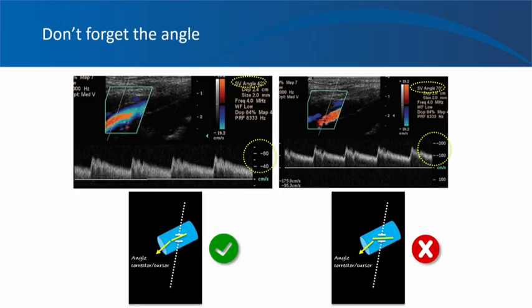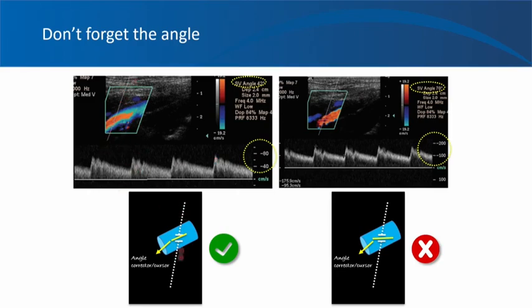And while doing this, don't forget about your Doppler angle. The angle of insonation, noted by the phrase SV angle here, on the upper right-hand corner of the image. Here in this image, it's 42 degrees. So it's good. It's less than 60 degrees. And the peak systolic velocity, that is highest point at the top of the waveform, is nearly 80 centimeters per second, this one. And note that the angle is correct here.